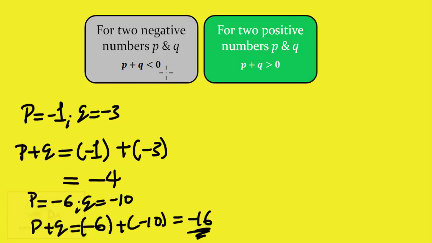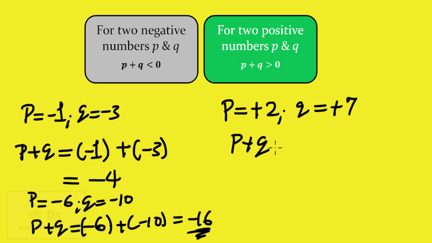Finally, for two positive numbers p and q, so p and q are variables that can only take positive number values, the sum of p and q always gives a positive number. So p plus q is always greater than 0. Let's try some examples. If p is a positive number like plus 2 and q is a positive number like plus 7, p plus q must give us a positive number. In this case, that's plus 2 plus 7. So dropping the plus signs, 2 and 7, this gives 9. Try any other set of positive numbers.